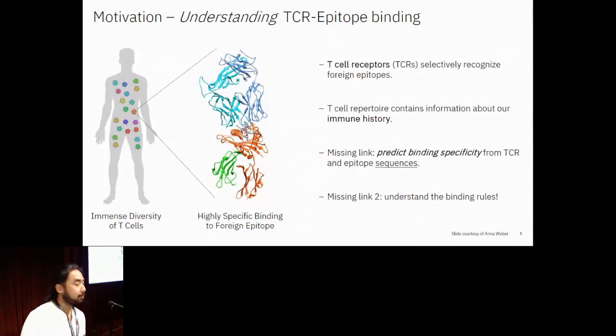But we have two main problems here. The first one is that we don't actually know which T cell is going to bind to which antigen epitope. And the second one is, even if we can predict this, we don't actually know the underlying biological mechanism driving the binding of the T cell receptor and the recognition of the epitope by the T cell receptor.